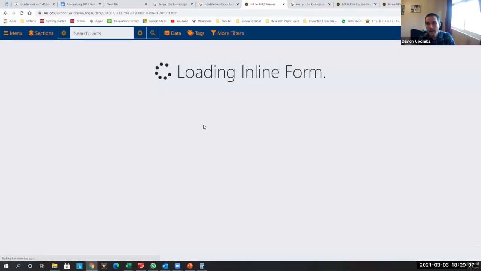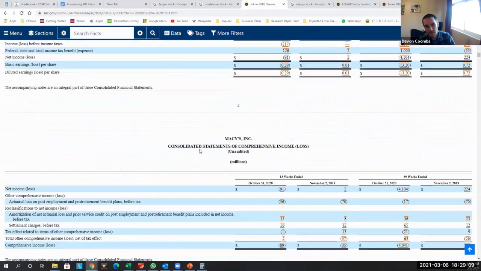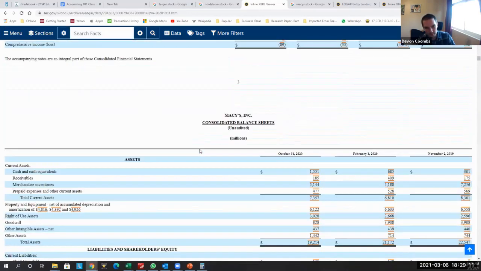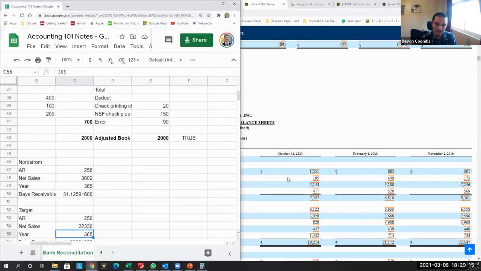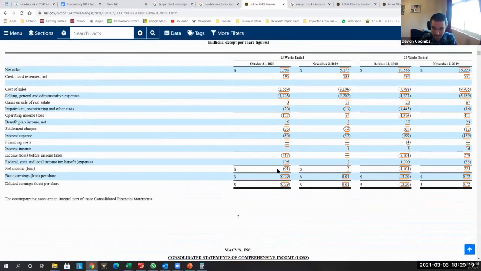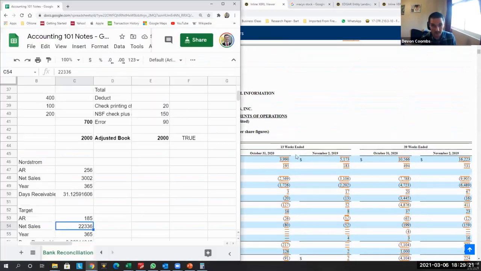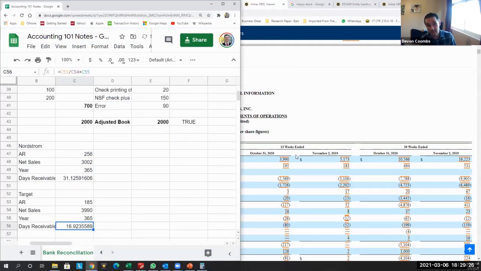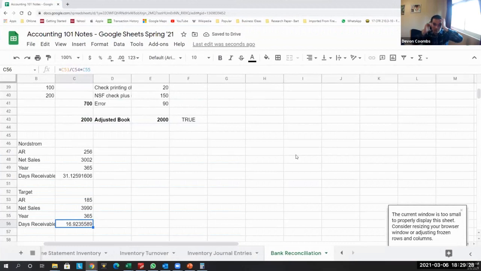Here we go. Do they have accounts receivable? Let's make sure. Receivables, yep. They have 185 in receivables. Net sales, 3,990. You can see here, Macy's has a much better accounts receivable turnover.